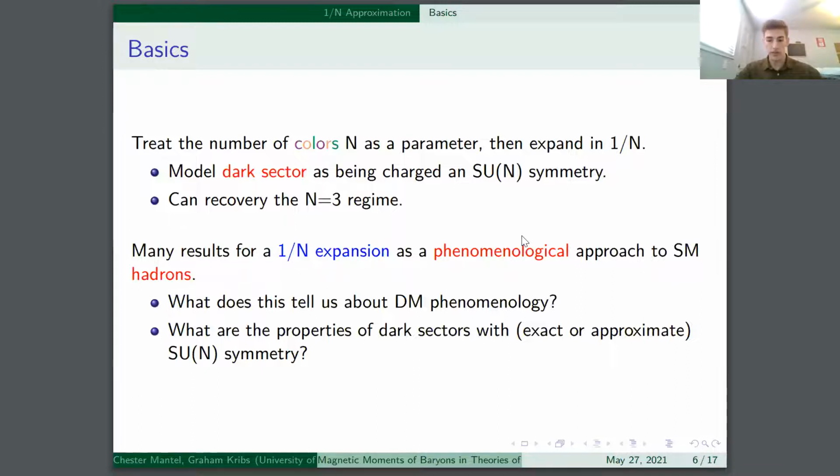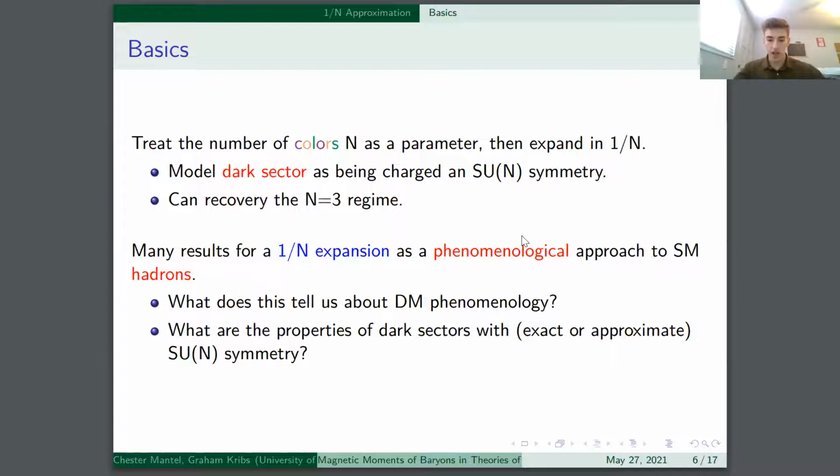Now, if you want to do this kind of application for regular particles, you can still do this expansion and then recover the n=3 regime. Now, there have already been a lot of applications of this 1/n expansion as a phenomenological approach to standard model hadrons. And hadrons include baryons, but also mesons as well, just 2 quarks, and there's also slightly larger ones. So, for example, the pentaquark.